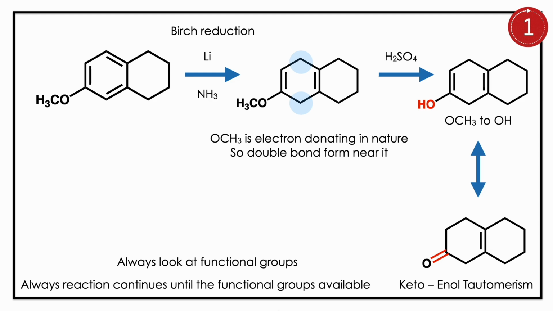Then you are using sulfuric acid, which can break the ether and form an alcohol. The alcohol and alkene are nearby, so it's an enol. So keto-enol tautomerism is possible. The final product is an unexpected ketone there. The concept you have to learn here is to always look for the reagent and complete saturation of functional groups.